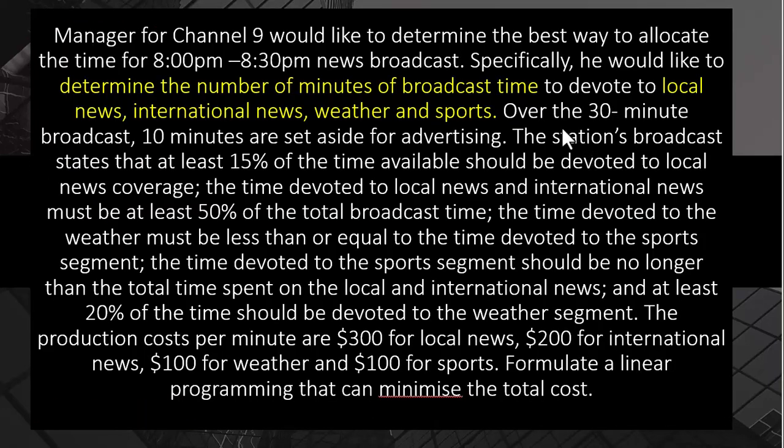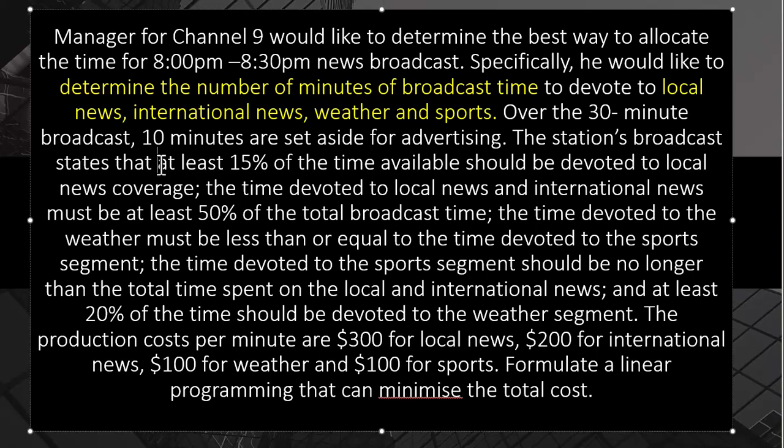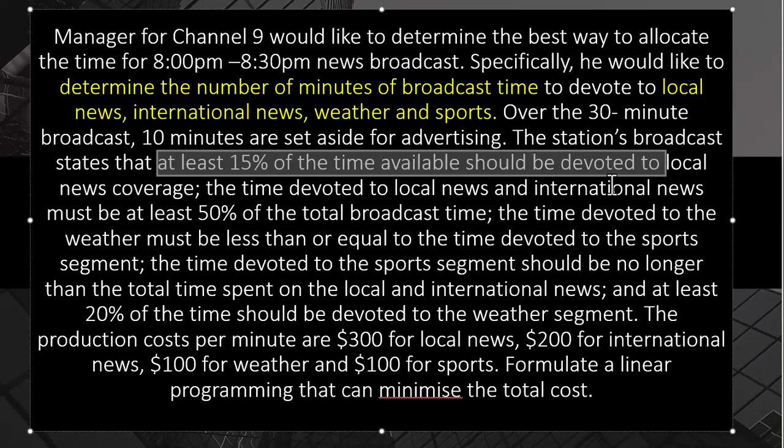Further, it states that over the 30 minute broadcast, 10 minutes are set aside for advertising. So we will not be considering those 10 minutes to solve our problem. We have to take aside the 10 minutes. And then it further says that the station broadcast states that at least 15% of the time available should be devoted to the local news coverage. So from the 20 minutes, we will be taking at least 15% of the time for the local news.